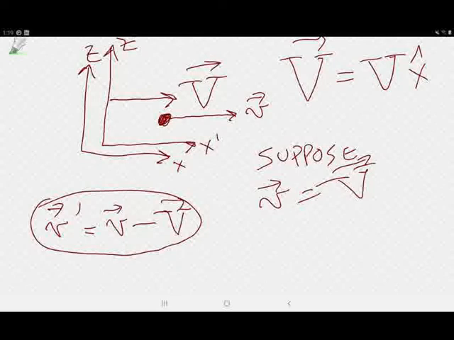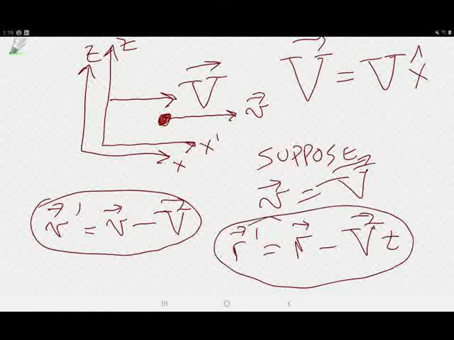Now, if you want to figure out what r prime is in terms of r, it will turn out to be equal to r minus capital V times t. Now, that does have the built-in assumption that at t equals zero, the origins of the two frames are aligned with each other. Right, so these two equations that I've circled are the Galilean transformation equations that allow you to get displacements relative to the origin from one frame to the other, and then velocities from one frame to the other.